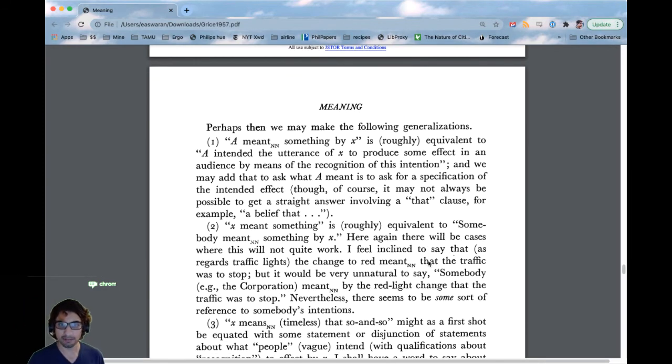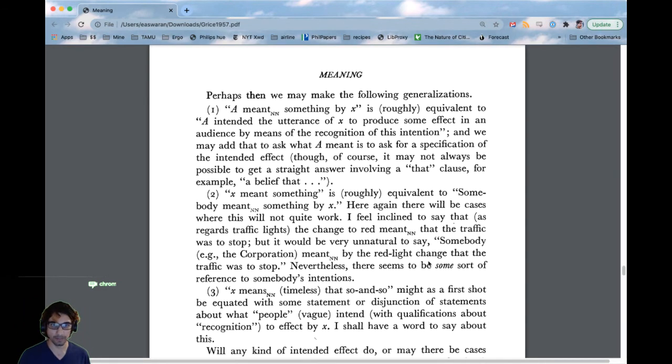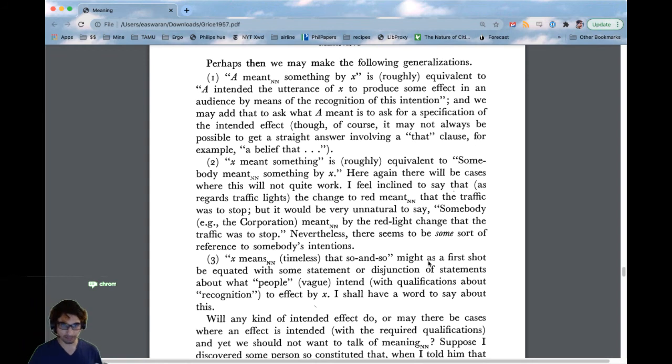Perhaps then we might make the following generalizations. 1. A meant something by X is roughly equivalent to A intended the utterance of X to produce some effect in an audience by means of the recognition of this intention. And we may add that to ask what A meant is to ask for a specification of the intended effect. Though, of course, it may not always be possible to get a straight answer involving a that clause, for example, a belief that.